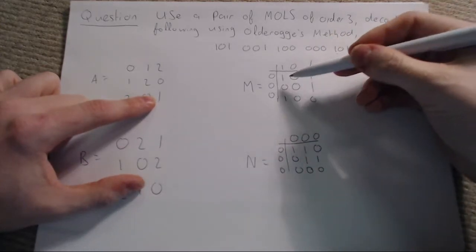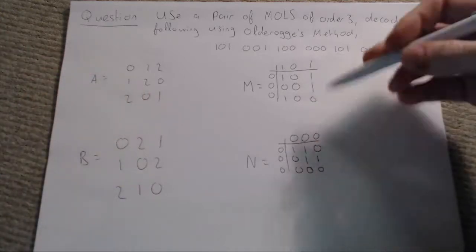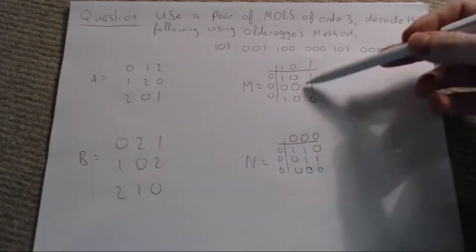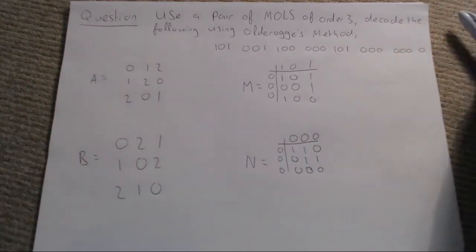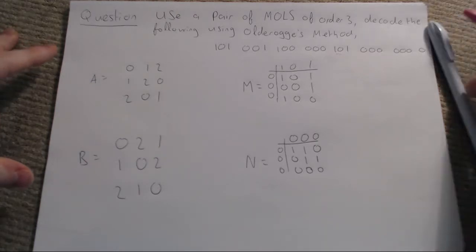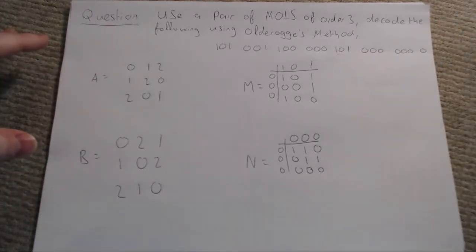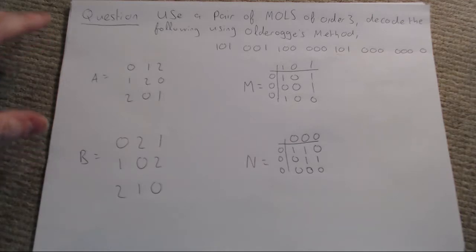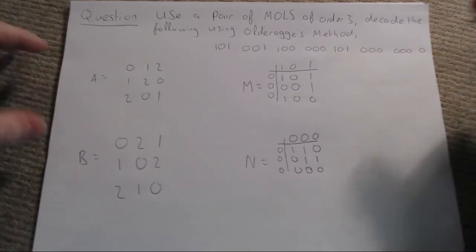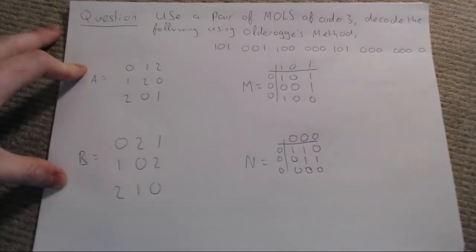Quick check, I've got 4 ones there and 4 ones there, so while I could have made a mistake, the fact that they're the same is pretty good. So now what we're going to do is check each column and each row and see if we've got any mistakes. If we don't have any mistakes, then this is the code word sent, but that would be a pretty quick video.